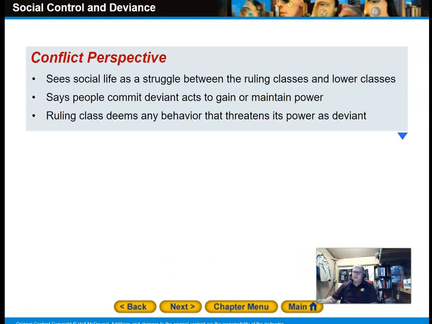Conflict perspective. Conflict theory sees social life as a struggle between the ruling classes and lower classes. The conflict perspective says people commit deviant acts to gain or maintain power. The ruling class deems any behavior that threatens its power as deviant.